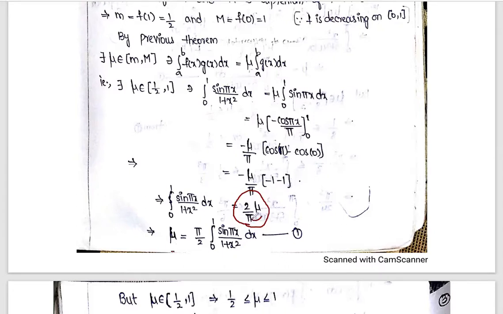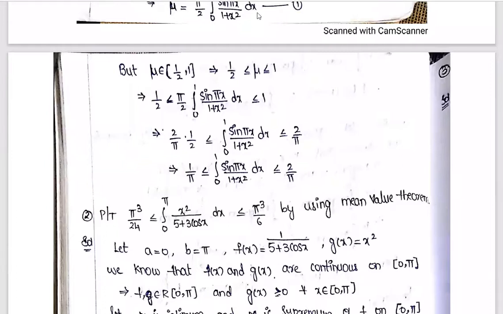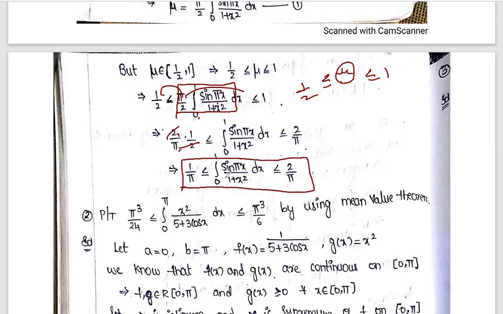So what is mu? We want the mu value. Mu equals pi by 2 times the integral from 0 to 1 of sine pi x by 1 plus x square dx. But what is mu actually? It is from 1 by 2 to 1, so mu is lying between 1 by 2 and 1. What is mu from the previous slide? This entire thing, pi by 2 times the integral from 0 to 1 of sine pi x by 1 plus x square dx. Sending this pi by 2 to the other side, you'll have 2 by pi. So 1 by pi is less than or equal to the integral from 0 to 1 of sine pi x by 1 plus x square into 2 by pi.